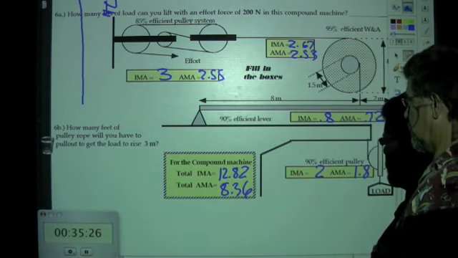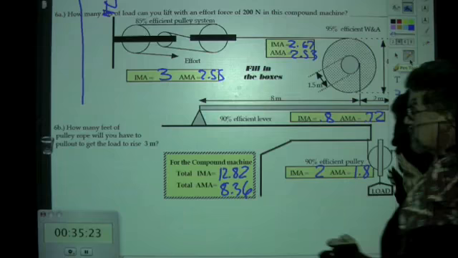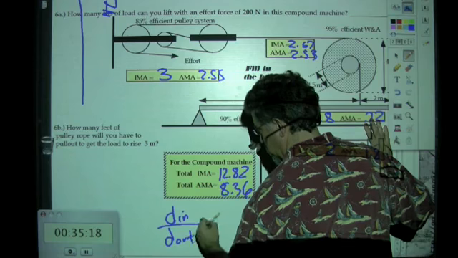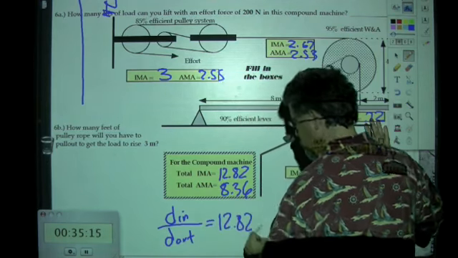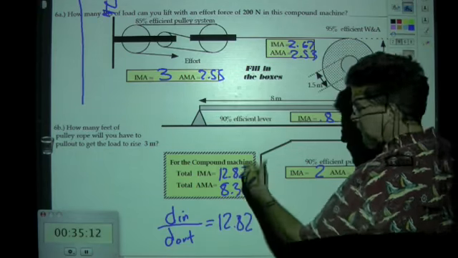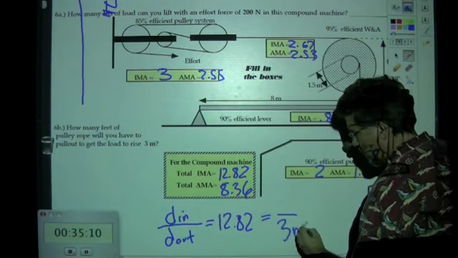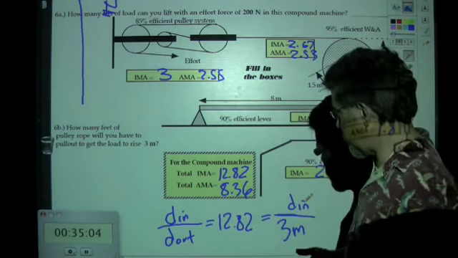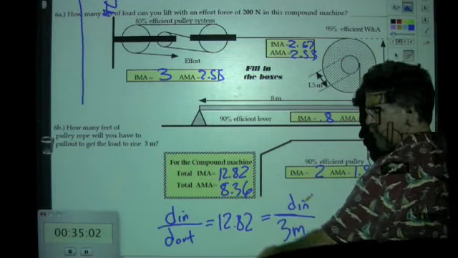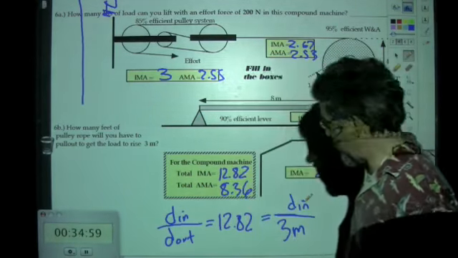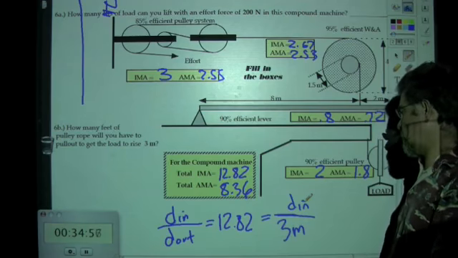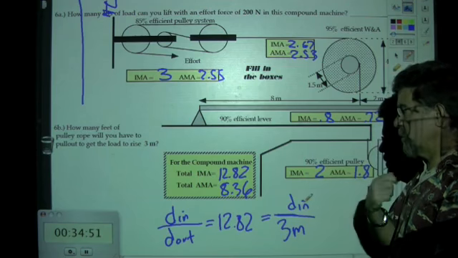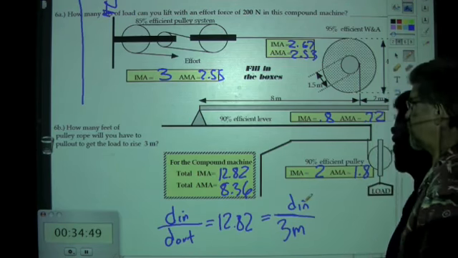All right, and so IMA is 12.82, so we say, okay, that is distance in over distance out equals 12.82, and I want to lift it 3 meters. So 3 meters, and the question is, what is my distance in? How many feet of rope do I have to pull out? That's the price you pay, right? So 3 times 12.82. I didn't work it out here, but you're looking at 3 times 12 is 36, 3 times 0.8 is about 38 and a half, somewhere in there, meters of rope you've got to pull out. Okay, that's the price you pay.